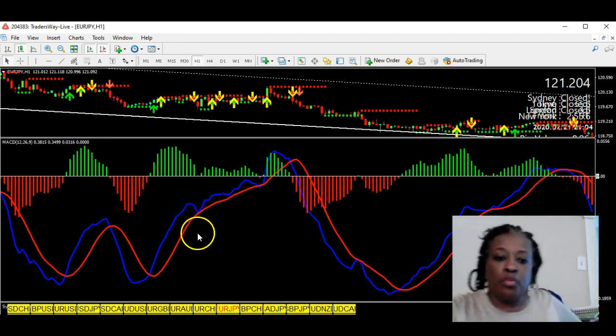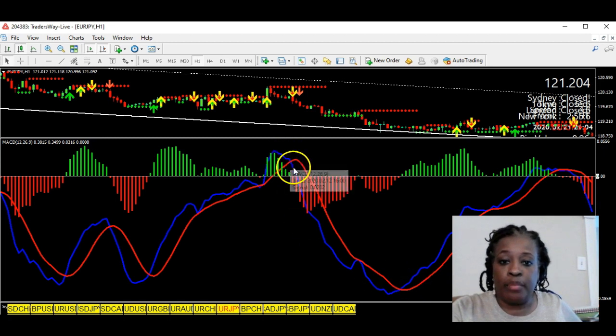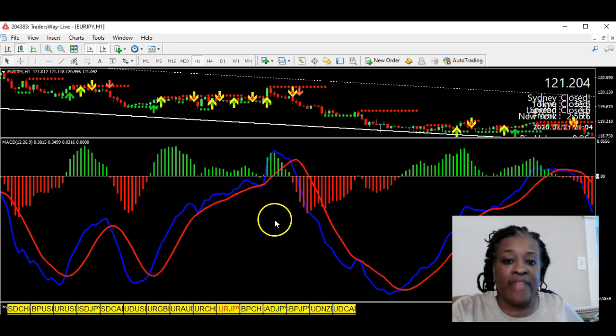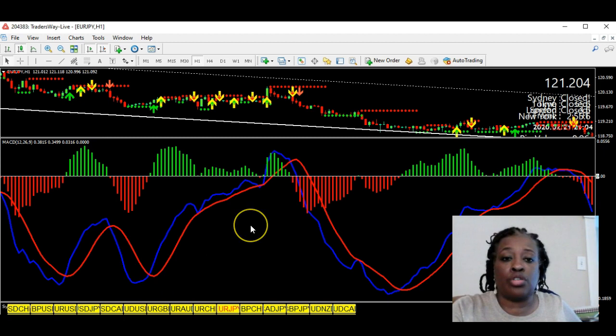And then, of course, you have your moving averages. Your MACD is your blue line. Your red line is your signal line. And when the MACD line crosses above the signal line, it's a buy. When it crosses below, it's a sell. Below is a sell. Above is a buy. So remember that. That's very important. A lot of traders that trade with the MACD base their entry on the crossover.